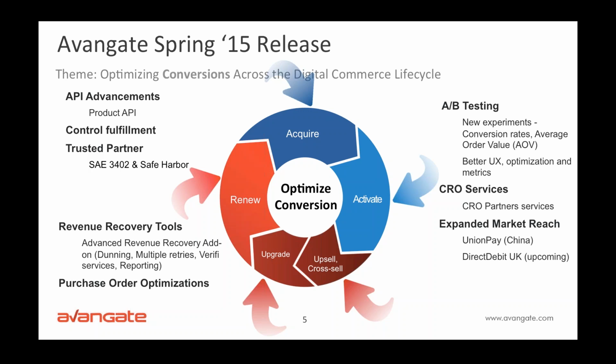One is Union Pay, and the second is Direct Debit UK. Fourth is really about revenue recovery tools. So we'll talk about what they are. Many of you may already be exposed to it. For those of you who haven't, you'll actually like this. And also we'll talk about purchase order optimizations, especially for B2B, for those of you who actually focus on B2B.